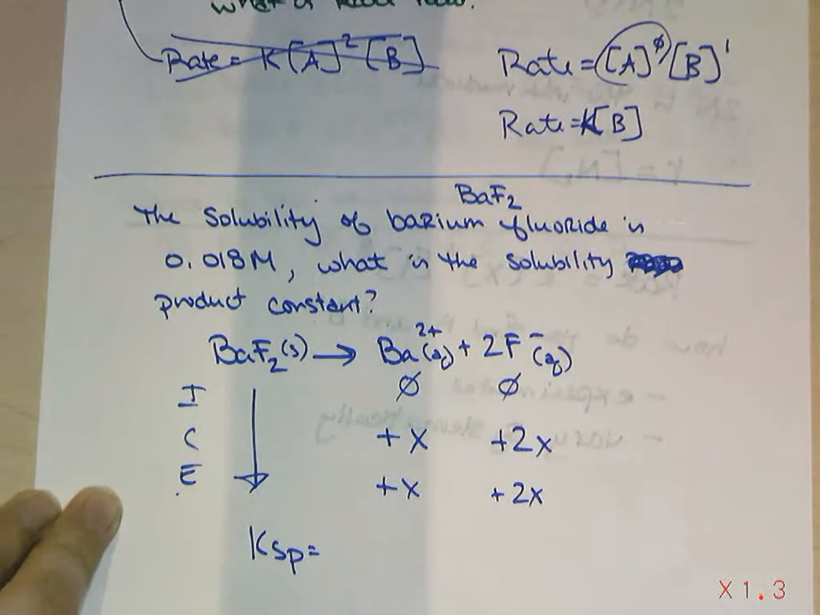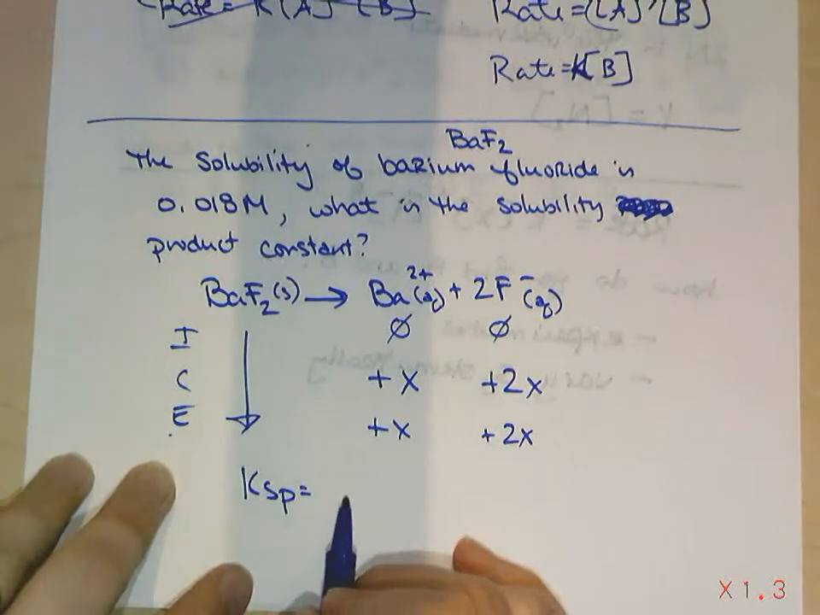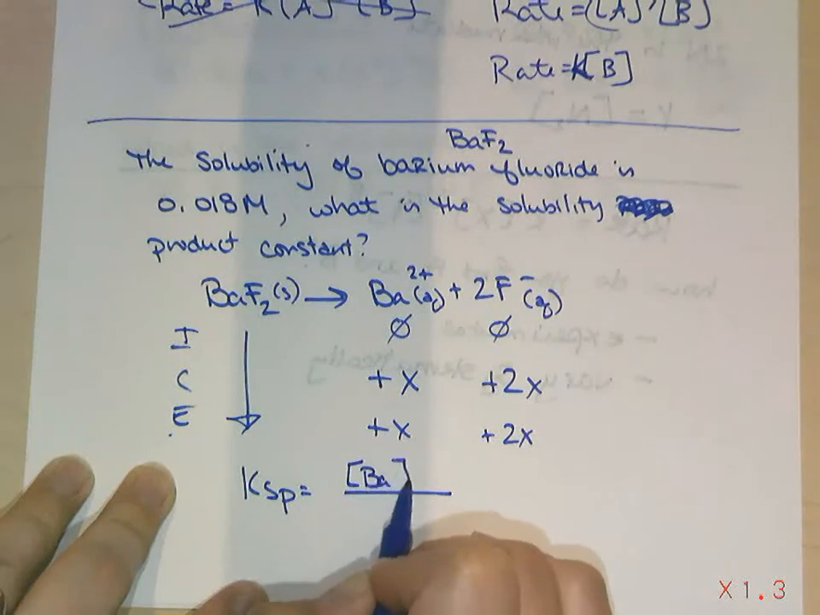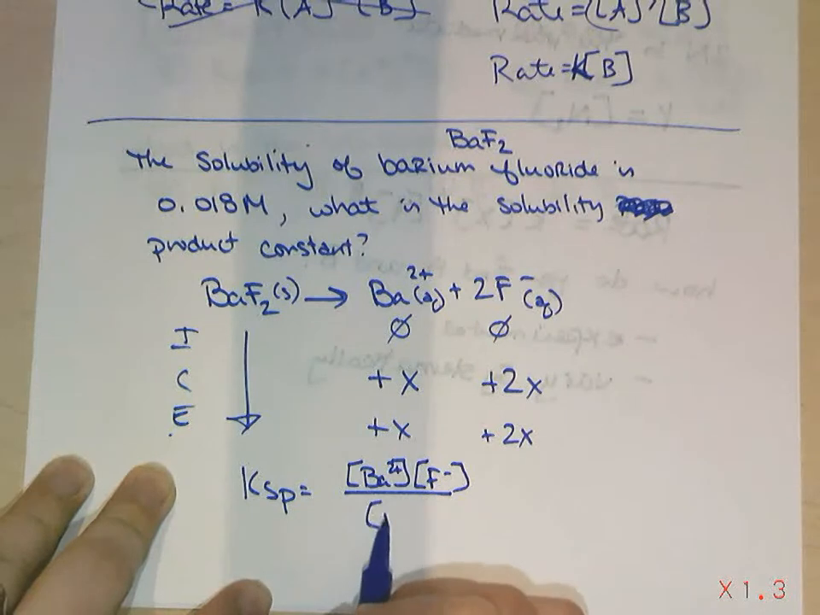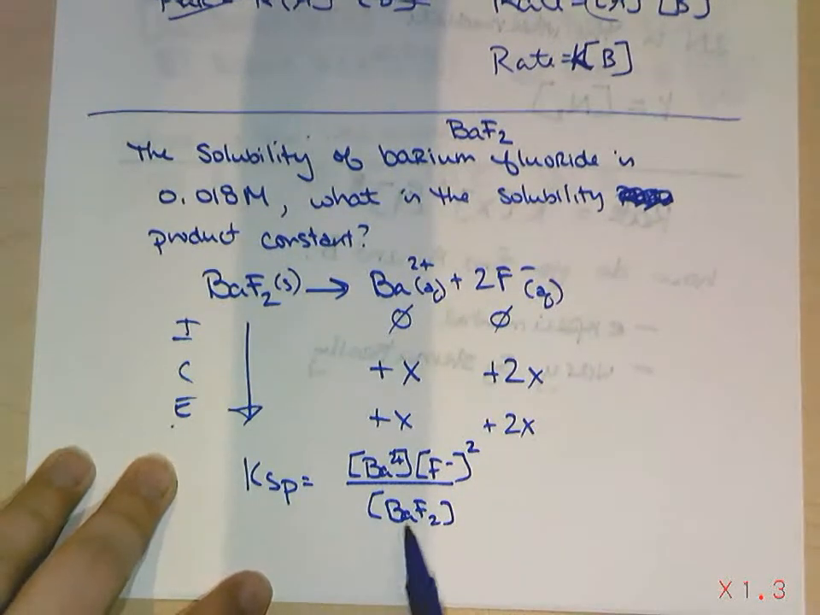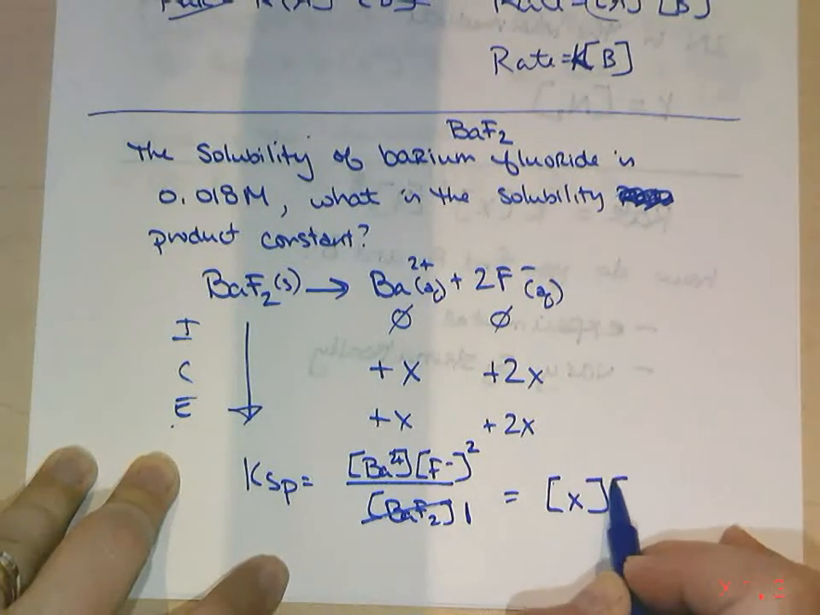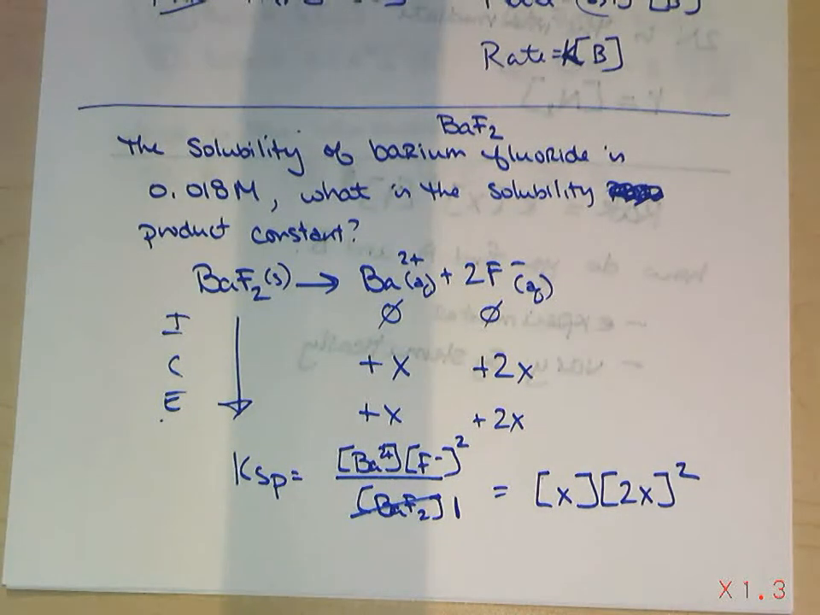So now I'm ready to set my solubility product constant. It's what over what? Products over reactants. Good catch, squared. And the bottom's a solid, so it's just a 1. All right, I'm seemingly stuck. What do I do next? It's 4x cubed.